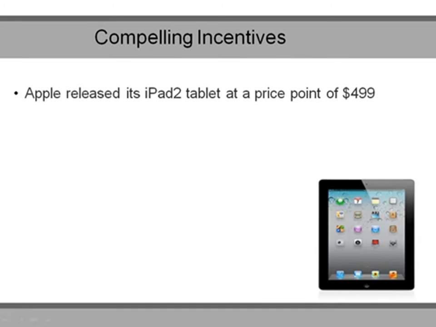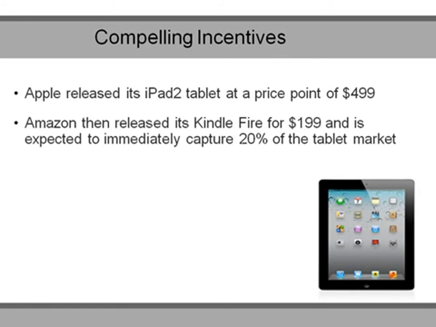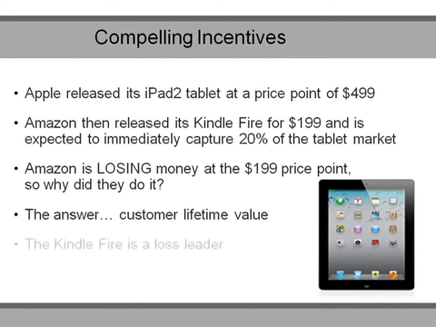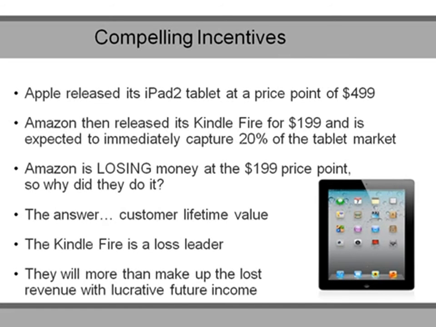Apple released its iPad 2 tablet at a price point of $499. Amazon released its Kindle Fire for $199 and is expected to immediately capture 20% of the entire tablet market. Experts say Amazon is losing money at the $199 price point. So, why do they do it? The answer? Customer lifetime value. The Kindle Fire is a loss leader for Amazon, who wisely calculated they will more than make up the lost revenue with lucrative future income from movies, web, apps, gaming, and book sales. It's the old give them the razor for free and charge them for the blades forever.